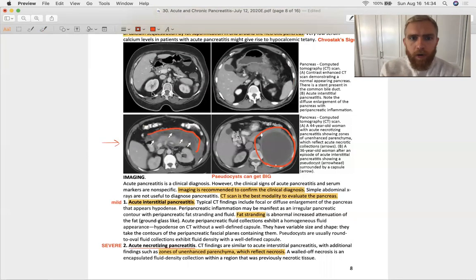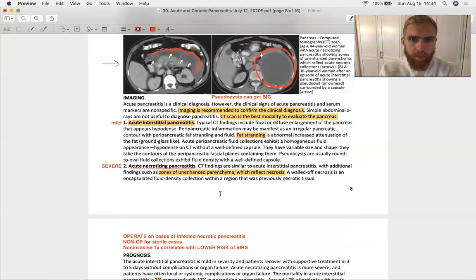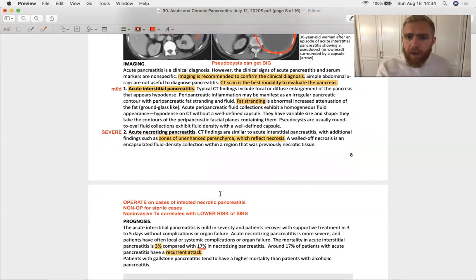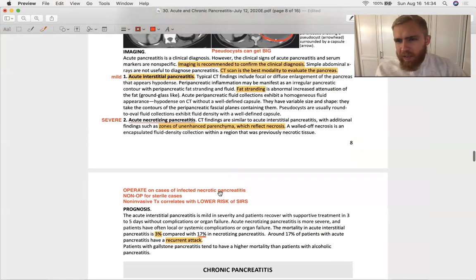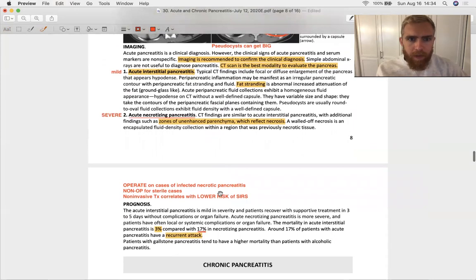Good images here. Normal pancreas, upper left. We already looked at those bottom two. Acute interstitial pancreatitis in the bottom right. Again, we're seeing a pancreas that's a little bit blown up and grody looking, but it doesn't really have the fluid collection around it like a necrotizing pancreatitis would. Imaging is recommended to confirm the diagnosis. You want to get a CT scan if you're asked that.